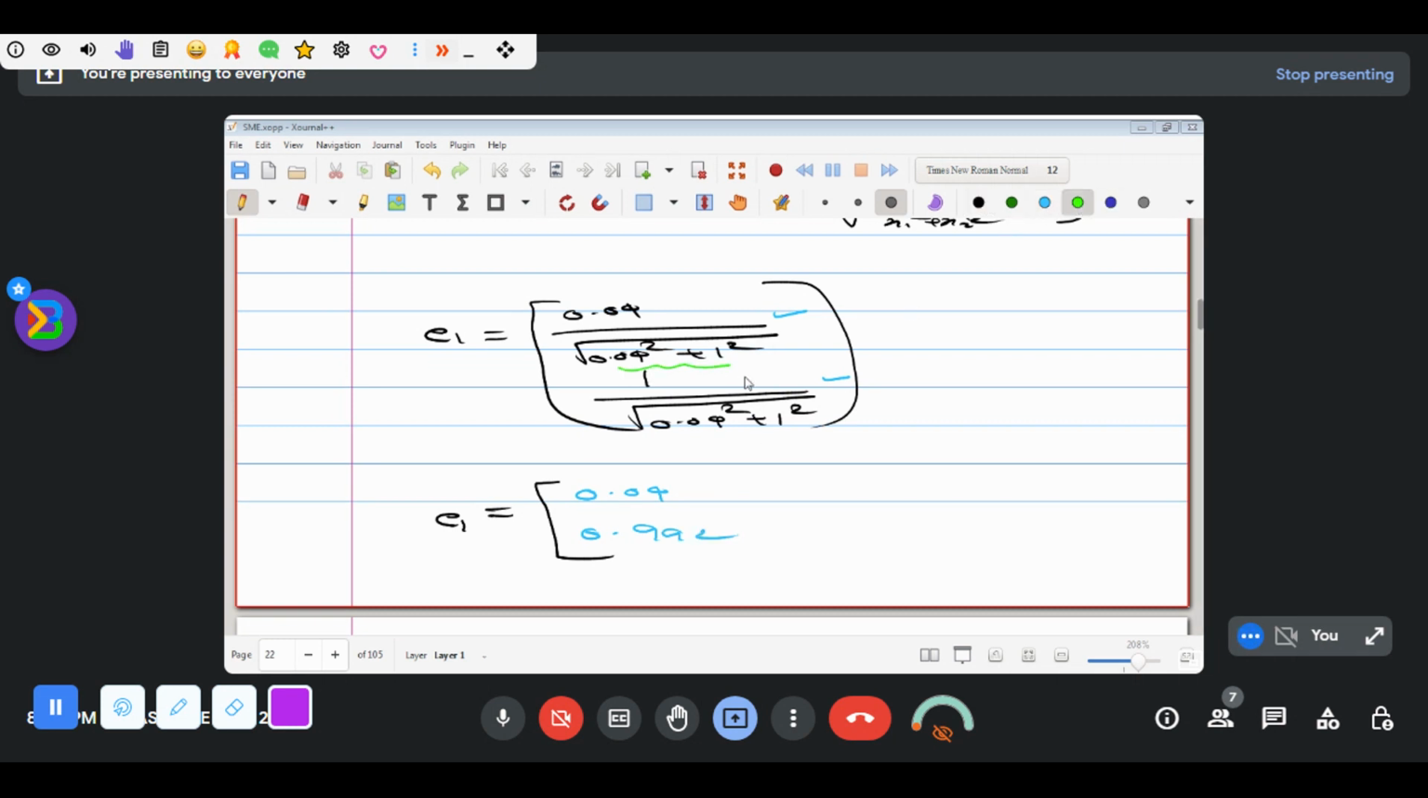The square root value is 1.00079. This square root value. Okay, the square root value 0.0079. Therefore, you complete this work. The result is approximately equal to 0.04, and this one is 0.992. This is the E1 value.